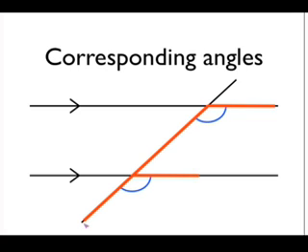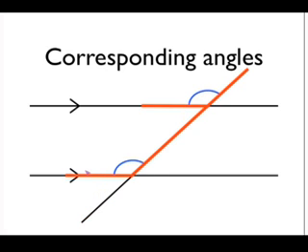Is that the only pair of corresponding angles? No. We can have angles below each parallel line, but this time to the left of the transversal. These are also corresponding angles. We are not done yet. If we go above each of the parallel lines, left of the transversal, a pair of corresponding angles. And lastly, above the parallel lines and to the right of the transversal, another pair of corresponding angles.